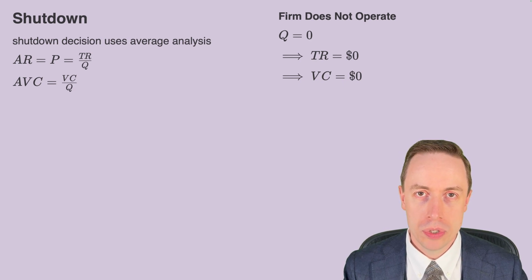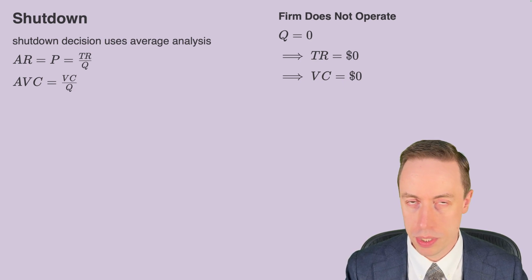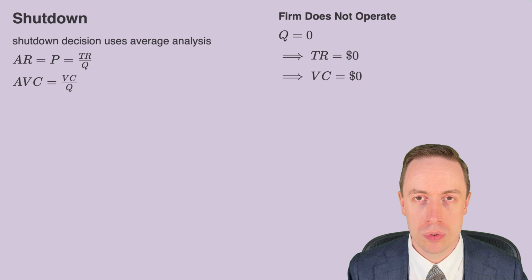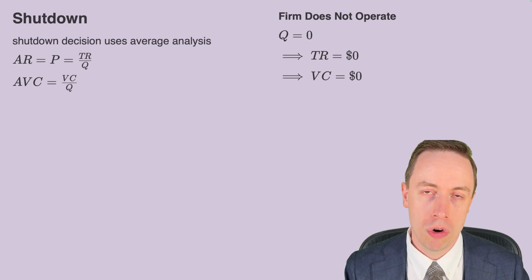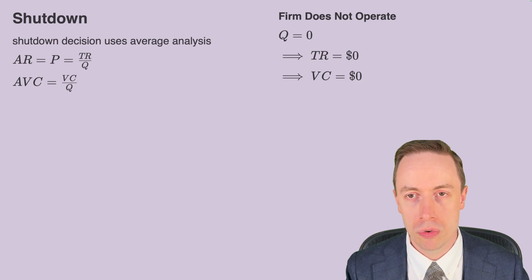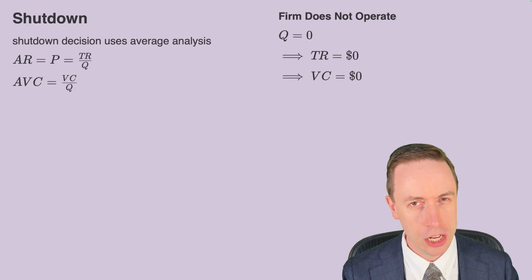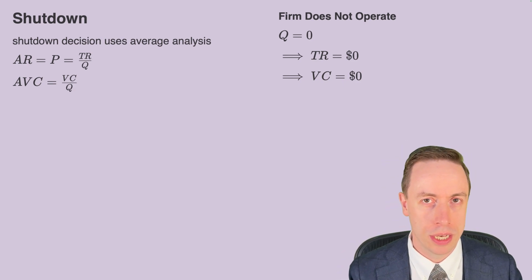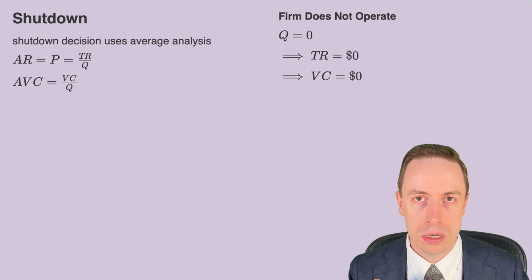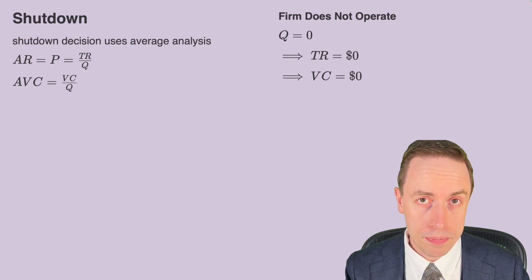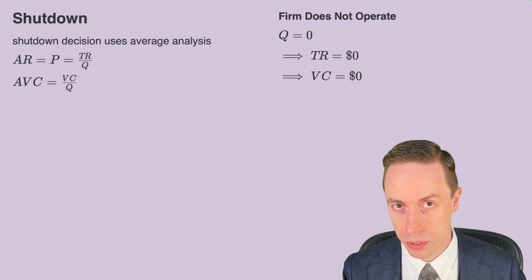The shutdown rule uses average analysis. Specifically, over on the revenue side, we've got average revenue as always, which is of course usually referred to just as price, because with a single price business, the average revenue always simplifies down to price. And then over on the cost side, for our shutdown rule, we'll be looking at average variable cost. I'll show you in a second why that's the relevant concept. In order to make sense of that, let us also look at what shutdown implies. Being shut down means we are looking at quantity equals zero.